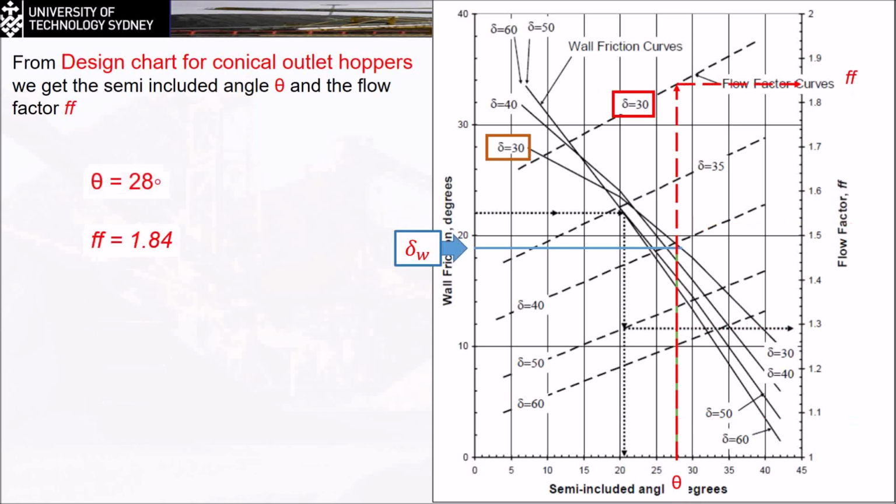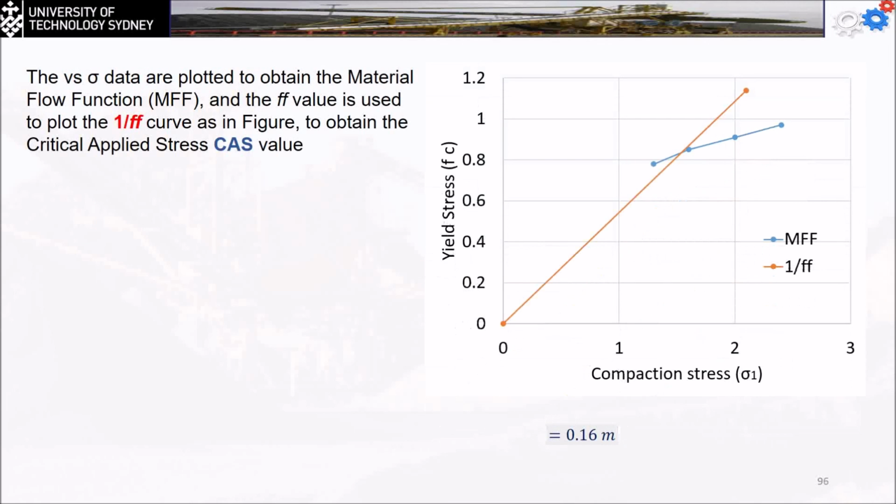Okay, now at their intersection, if I sketch a horizontal line, this will give me the value of the CAS. So this is just like step 1, 2, 3. That's the only thing you have to do. Just follow these steps.